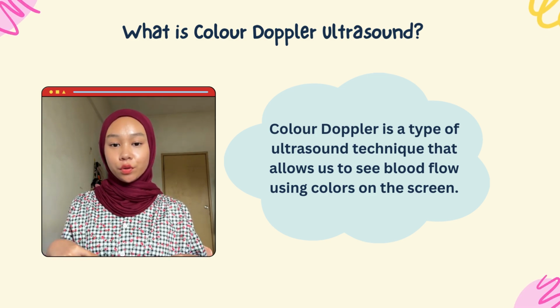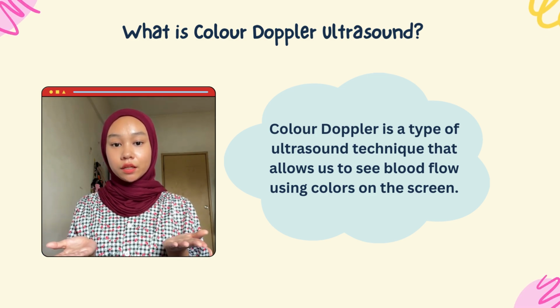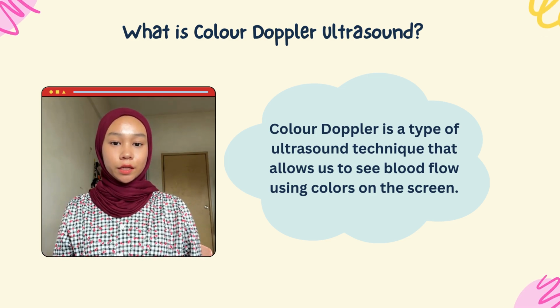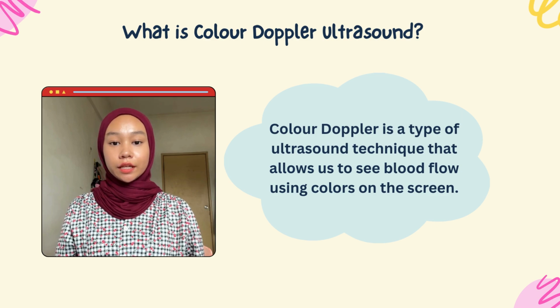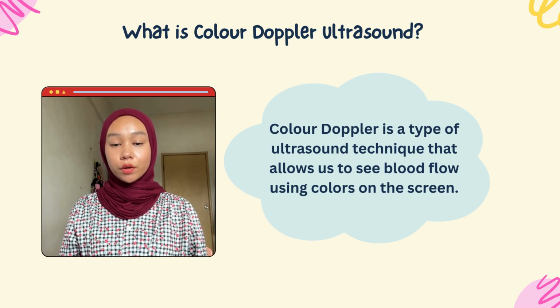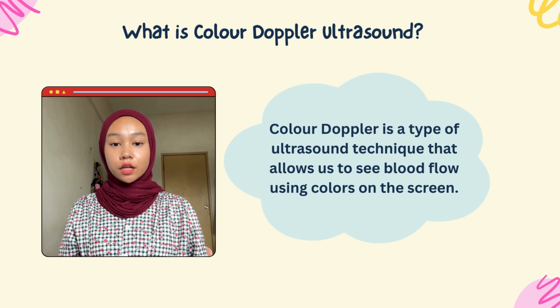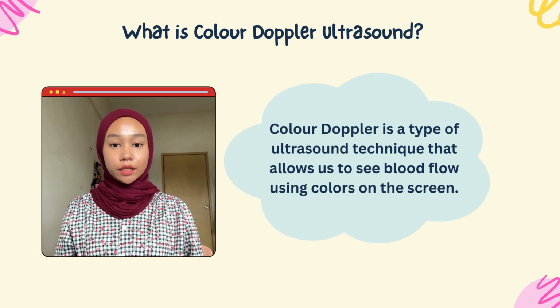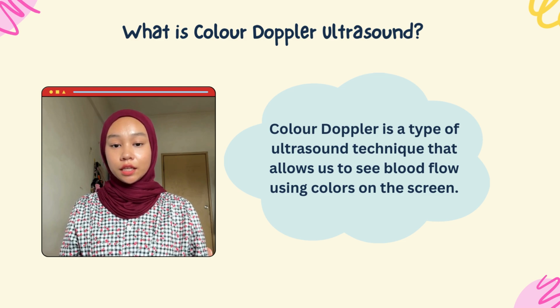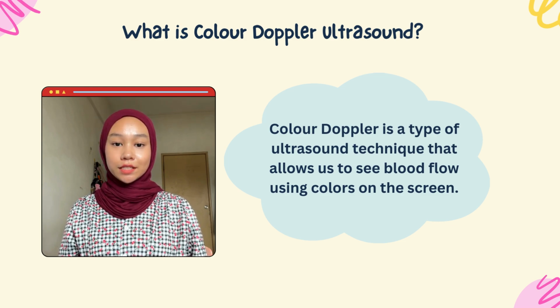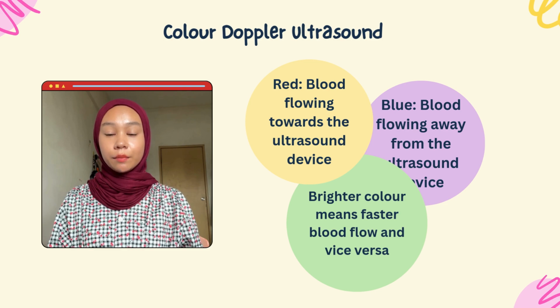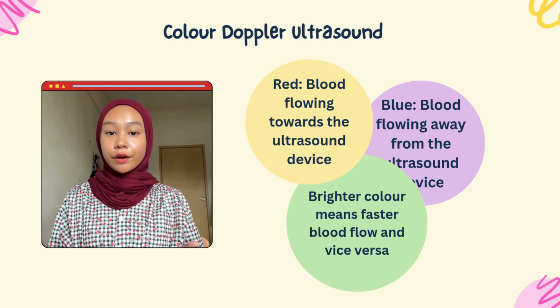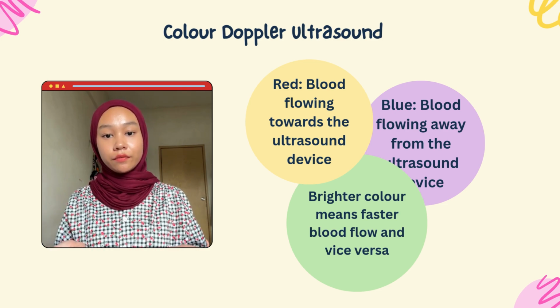Now, I will continue with what is color Doppler ultrasound. Color Doppler ultrasound is a special technique that allows us to see how blood flows in real time. Instead of showing organs in black and white, color Doppler adds colors on the screen to let us see how blood flows in the blood vessels. The color helps doctors to understand the direction and the speed of the blood flow.